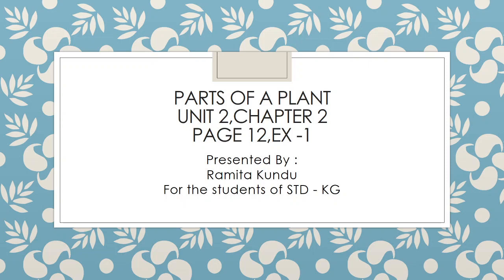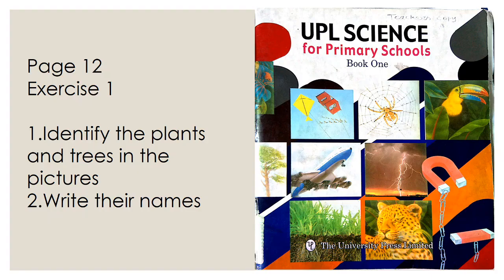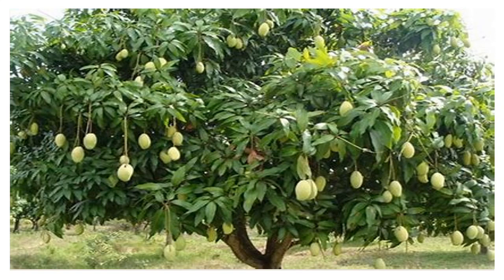Today we are going to learn from your science book, page 12, exercise 1, unit 2, chapter number 2. In our today's lesson, we are going to identify the plants and trees in the pictures and write their names. So, turn your book to page 12. Now you can see a plant or a tree.